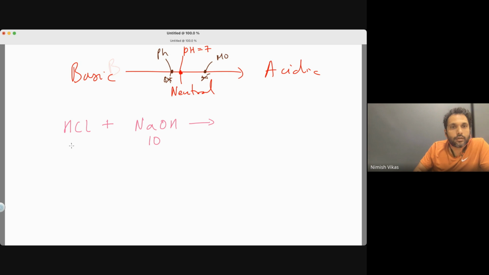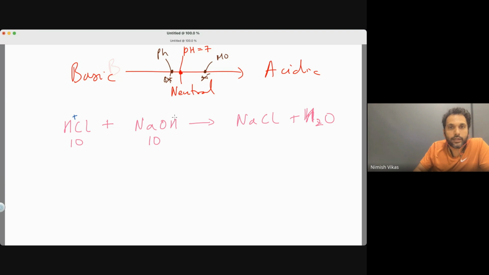How much HCl is required to neutralize it? 10, right? Right or wrong? And NaCl is formed, H2O. It is a monoacidic base. This is a monobasic acid. One required one. And that's it.